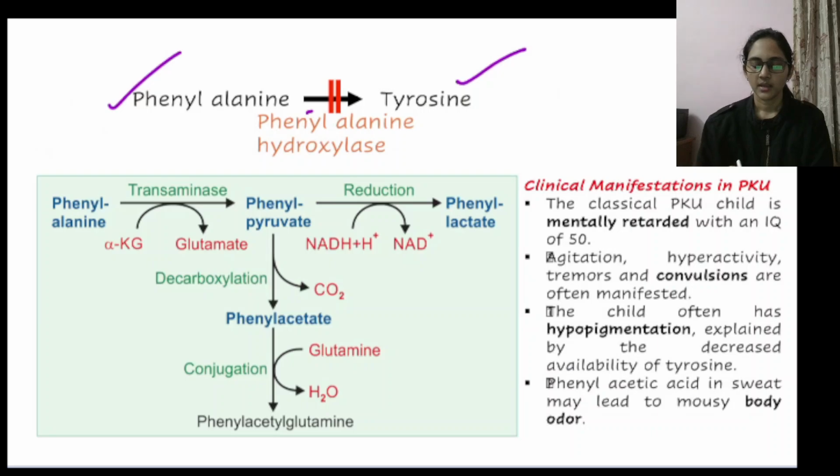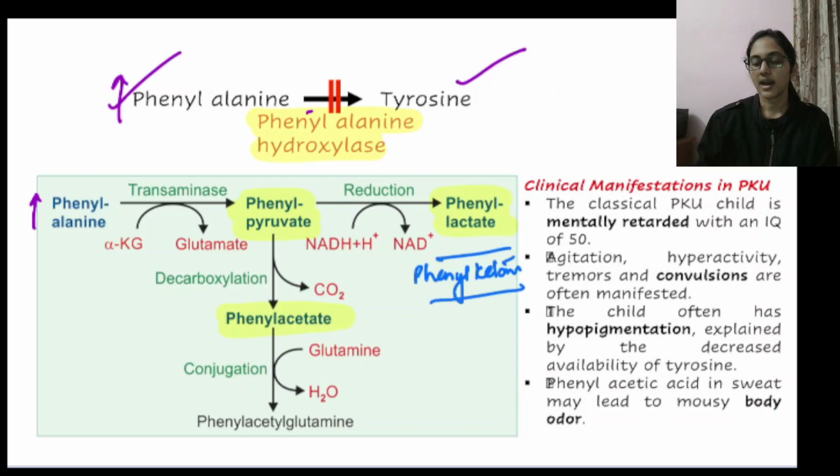Now since phenylalanine hydroxylase is defective, your phenylalanine is going to get elevated. It is going to get accumulated in the circulation. So enhanced phenylalanine levels will now get converted to phenylpyruvate, phenyllactate, phenylacetate. Is it not? So by various enzymes, transamination reaction or reduction reaction or decarboxylation reaction, it is going to produce phenylpyruvate, phenyllactate, phenylacetate. What are all these? These are your phenylketones.